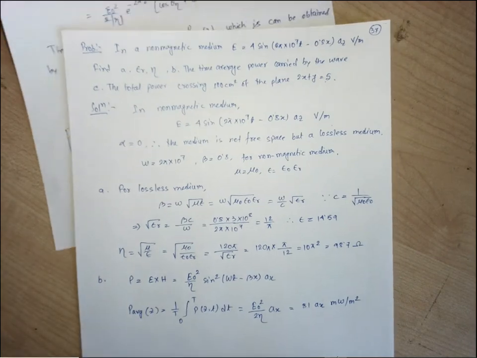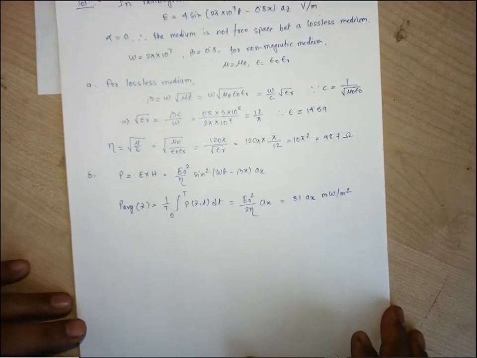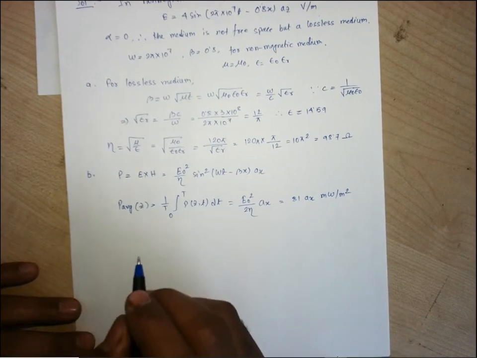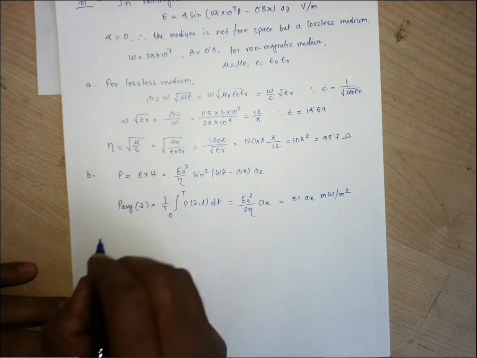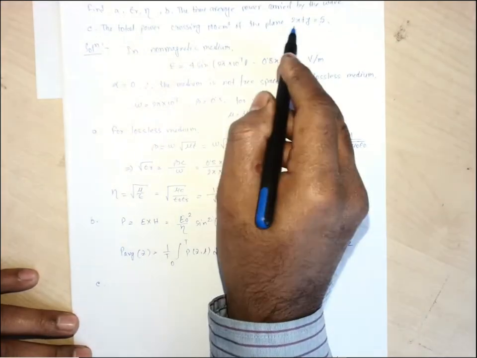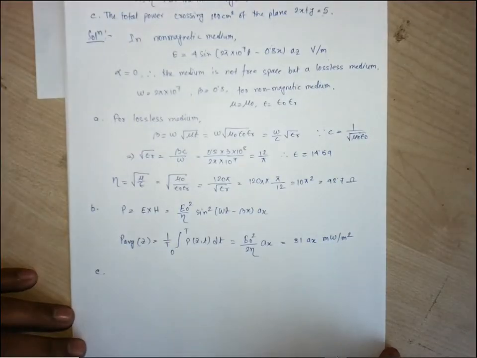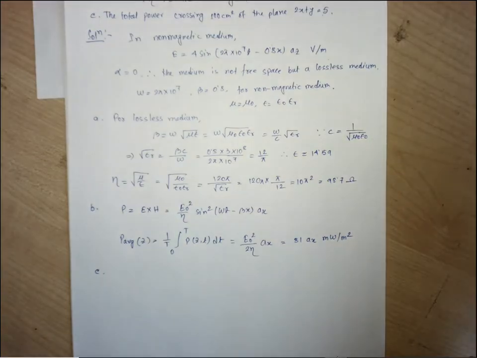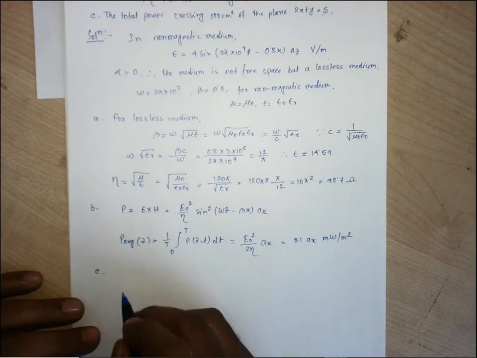This is our time average Poynting vector, or time average power carried by the wave. Third point, we need to find out the total power in the 100 centimeter square of this plane. For this, we need to find the normal vector of this plane, and we are given only the 100 centimeter square area.